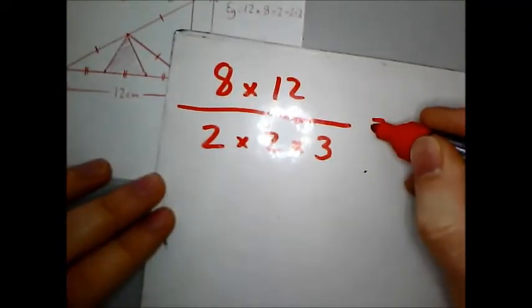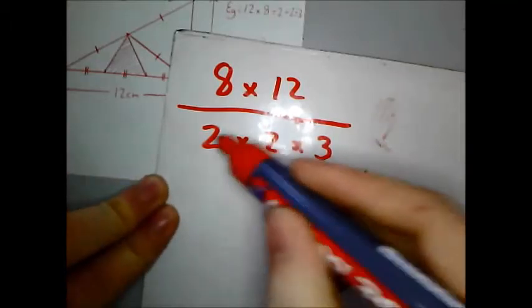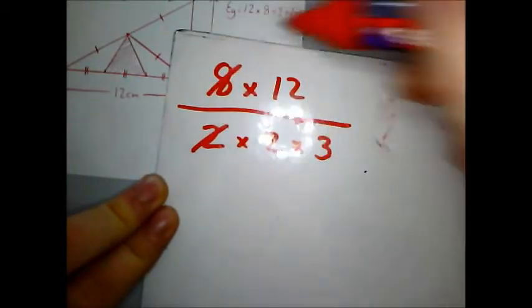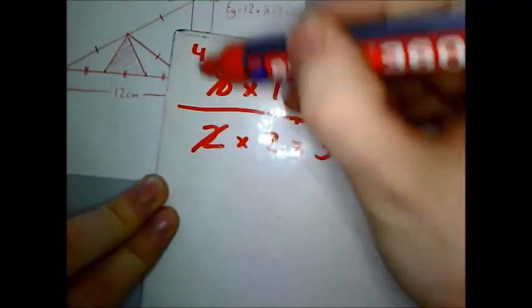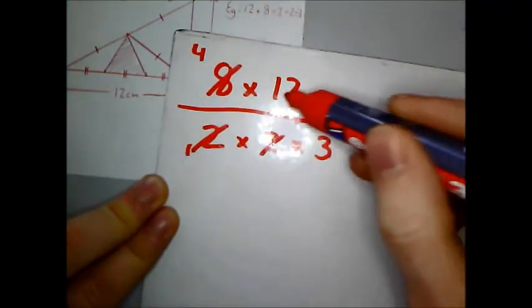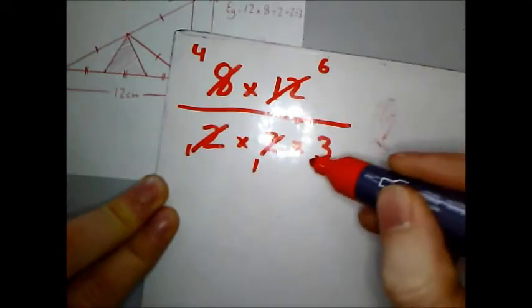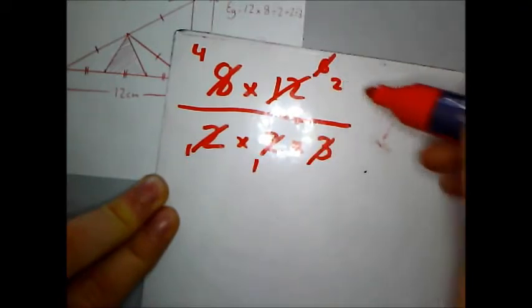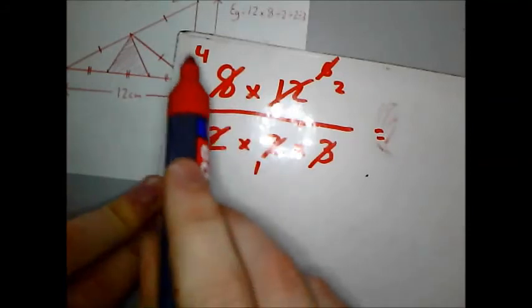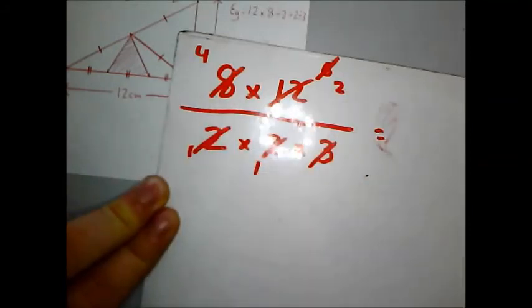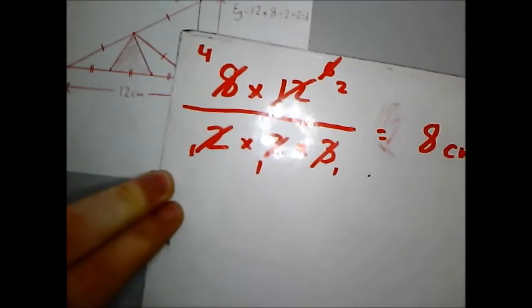So let's do this now. I'm going to look for common factors. So that and that becomes 4 and 1. This and this will become 6 and 1. And then that and that becomes 2. So my answer becomes 4 times 2, all divided by 1. So that's going to become 8 centimeters squared.